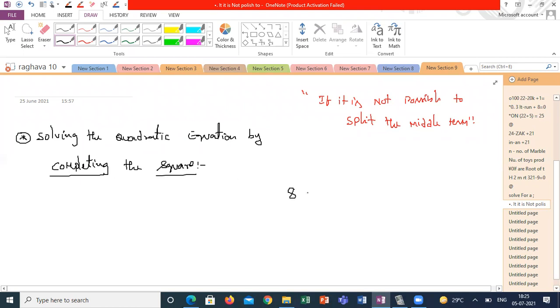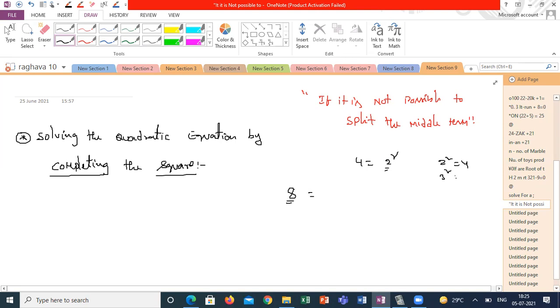Suppose I am giving 4, 4 can be written as 2 square. If I am giving 8, I am asking you to write 8 in the form of a perfect square. How can I write it? 8 is not a perfect square, am I right? Yes or no, guys, please. So how do I make it a perfect square?